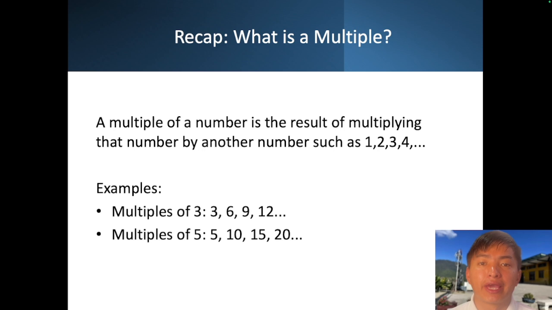Just as a recap, we want to go over what is a multiple, and I'm pretty sure you must have watched the previous videos regarding multiples. A multiple of a number is the result of multiplying that number by another number such as 1, 2, 3, 4 and so on. For example, multiples of 3 are 3, 6, 9, 12 and so on. Multiples of 5 are 5, 10, 15, 20 and so on.